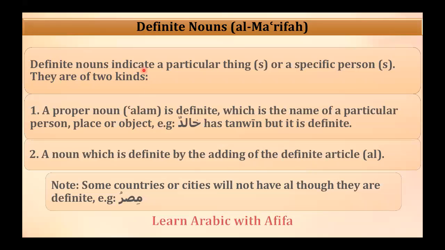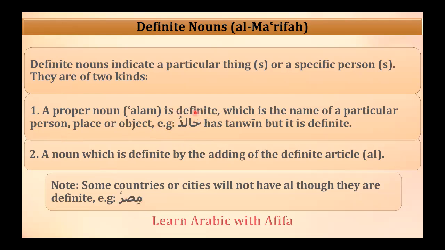So to recap, to summarize, today we discussed definite nouns and indefinite nouns, and definite nouns are called al-ma'rifa. It indicates a particular thing or a specific person, and we discussed there are two kinds. We discussed that names are always definite. Names of places and objects could be definite. In this case, you don't need the al. And again, even names of countries are definite.